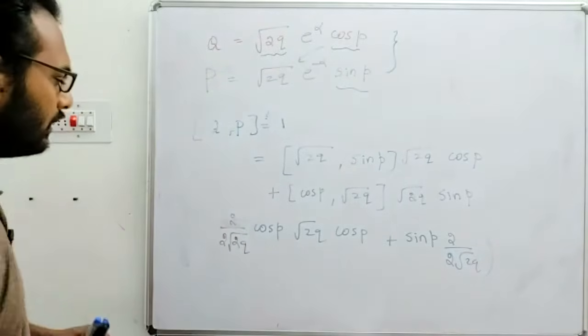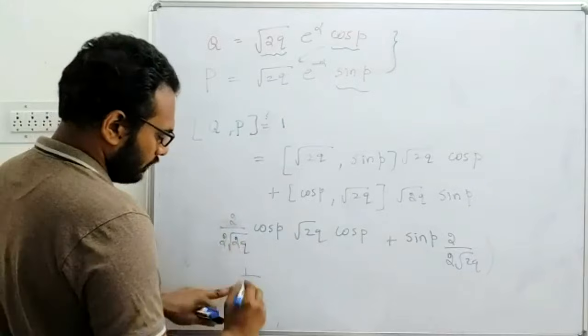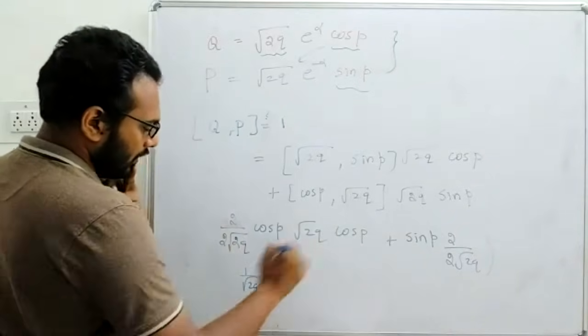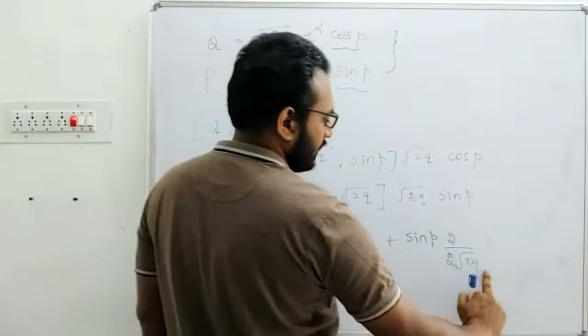All right. Now what do you get here? This is 1 by square root of 2Q. There's no sine P there? Where? I'm sorry. Sine P. Yes.